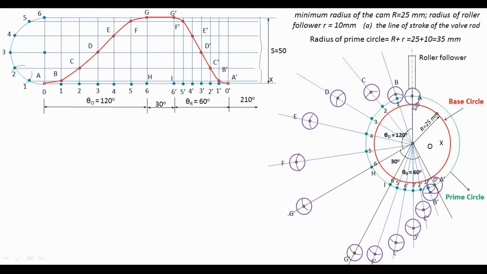It will start here and end here. This is the outstroke, this is the dwell period. From this to this we need to draw a line like this, from this period to this period. So this is the profile of the cam.